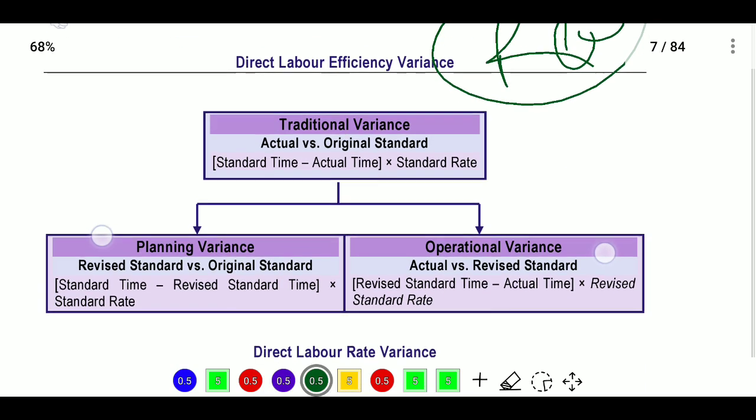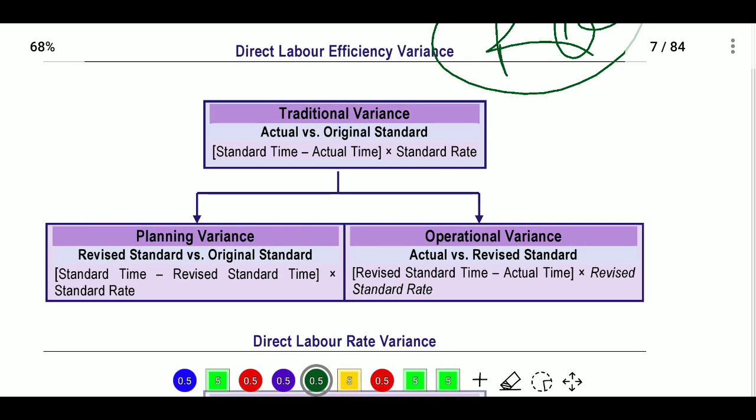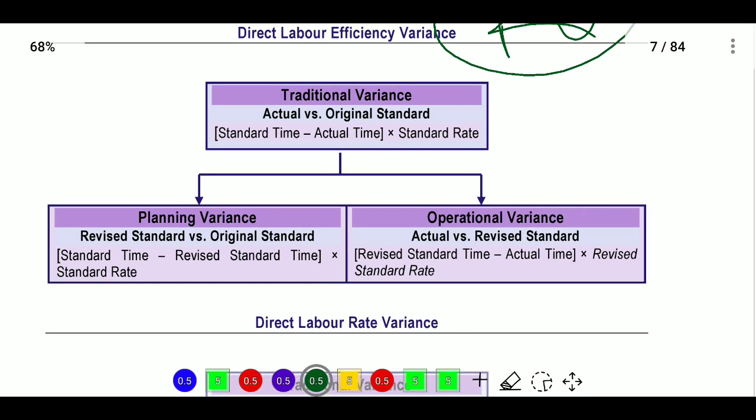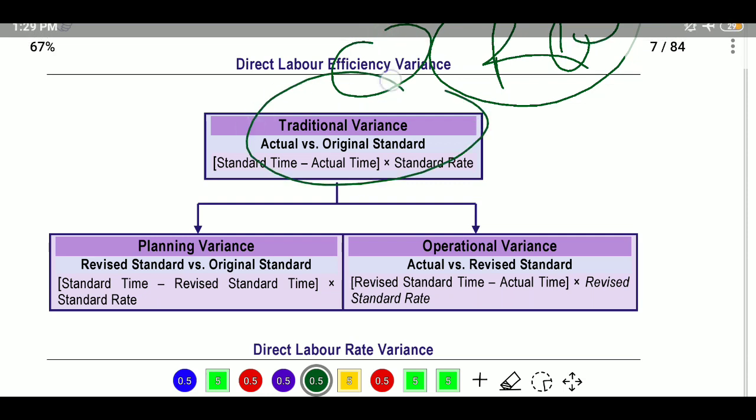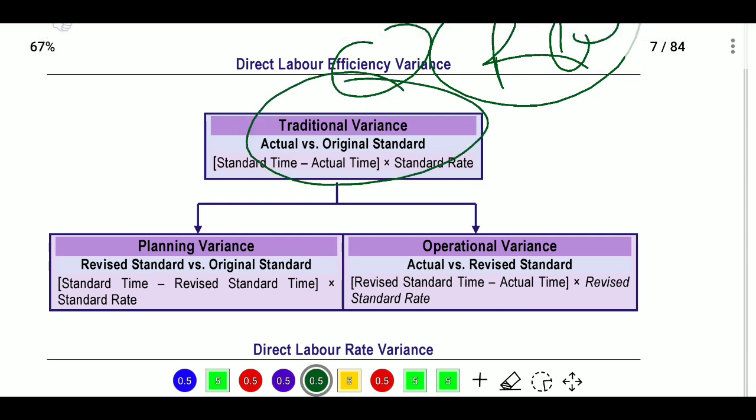Here we will see labor efficiency. In the last two problems we have seen the material usage variances. Now we will see the labor variances. These formulas will be for the traditional variance. For labor efficiency variance, firstly we will see the traditional variance. Traditional variance means always actual versus original standard, so standard time minus actual time, into standard rate.